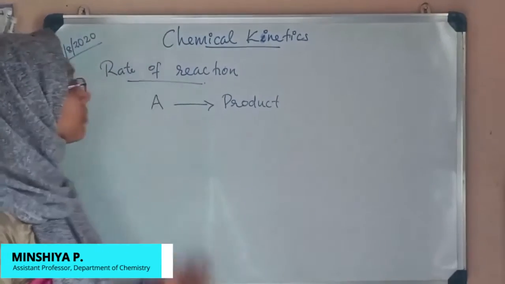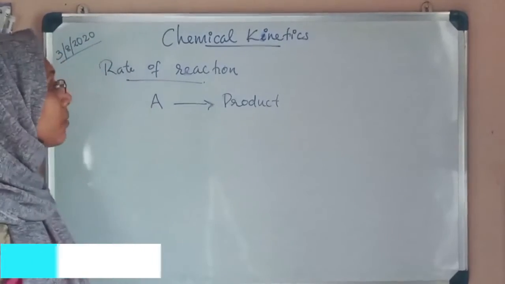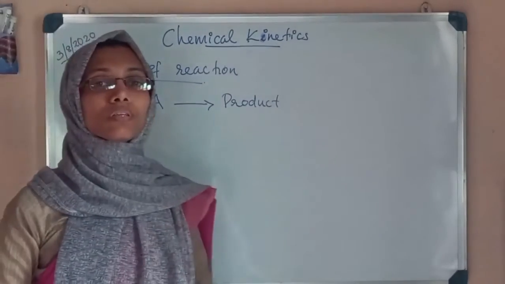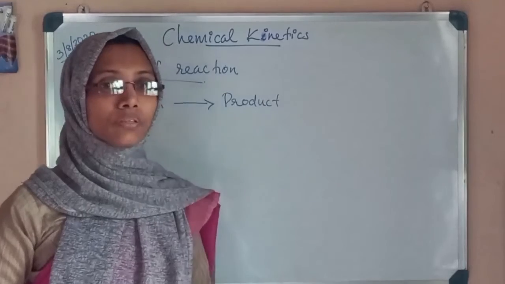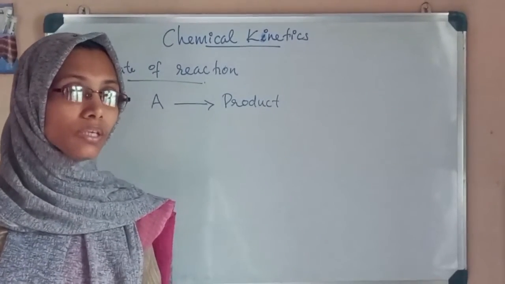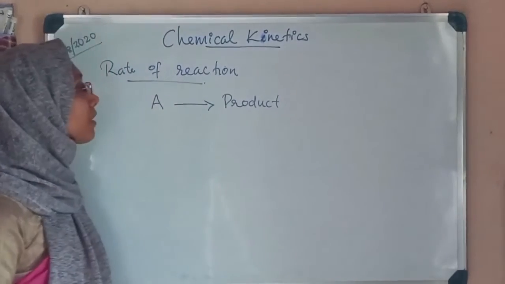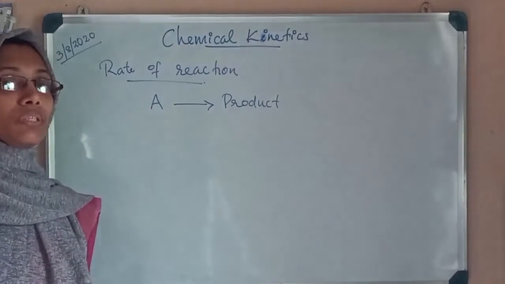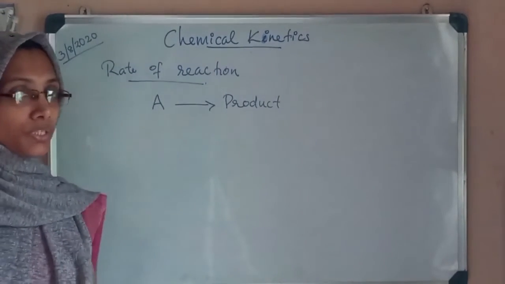Welcome to the class on chemical kinetics. Chemical kinetics is the study of the rate of the reaction and the factors affecting the rate of the reaction. Rate of reaction means the speed with which a reaction can proceed.